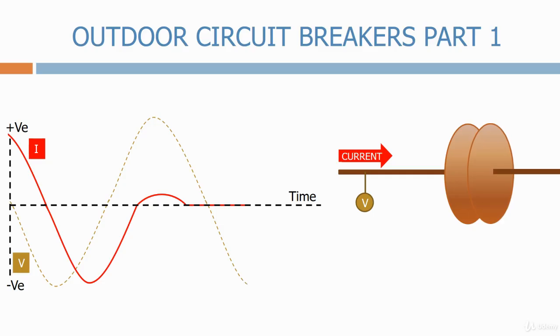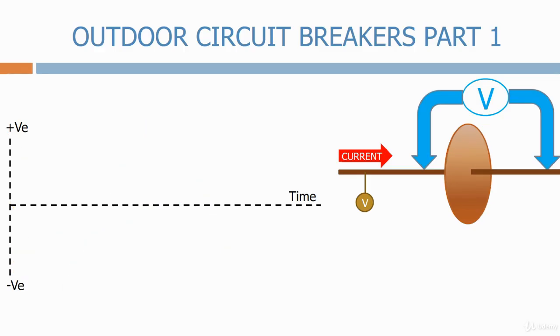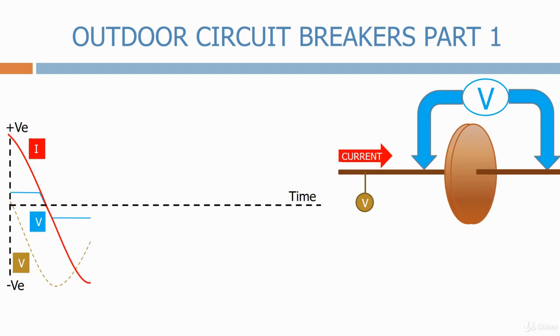To see what's happening in more detail, we need to measure the voltage across the contacts. Let's now superimpose that on our system voltages and currents. Let's now close the circuit breaker again and see what happens. Let's now pause this for a moment to see what's going on.